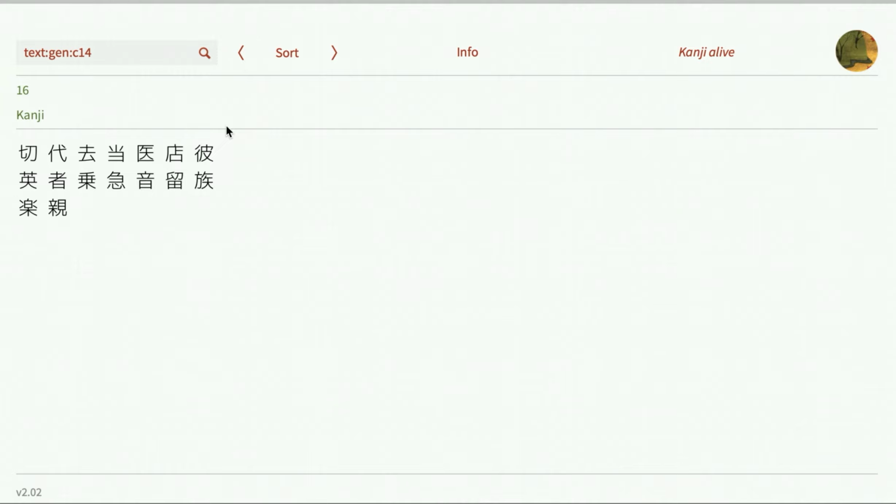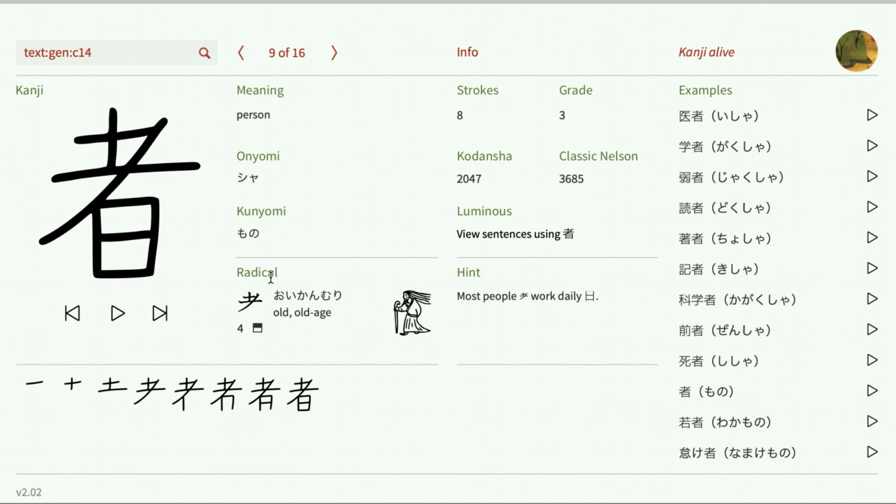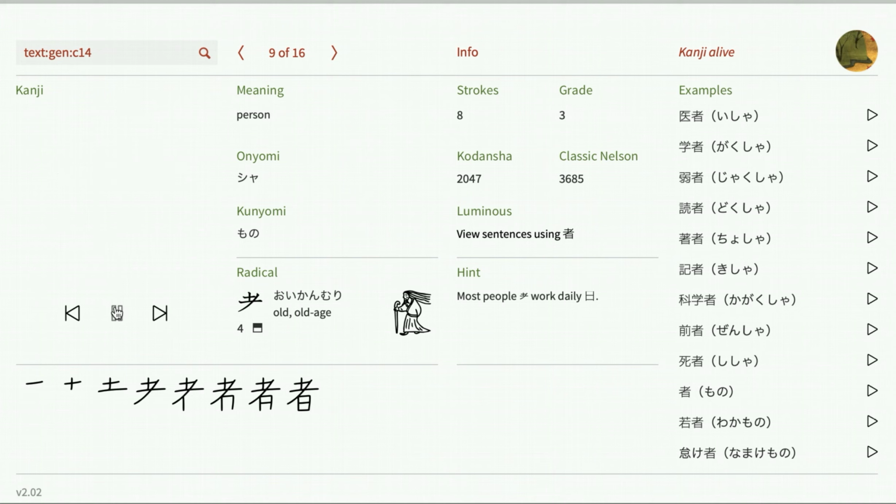Our final kanji for this lesson is right here. So this is the sha. I mentioned this before when I talked about tantosha. So this kanji means a person, often refers to some sort of role or occupation. It can be pronounced sha or it can be pronounced mono, but this is not the mono that means thing. This is a mono that means person. And this is the stroke order.